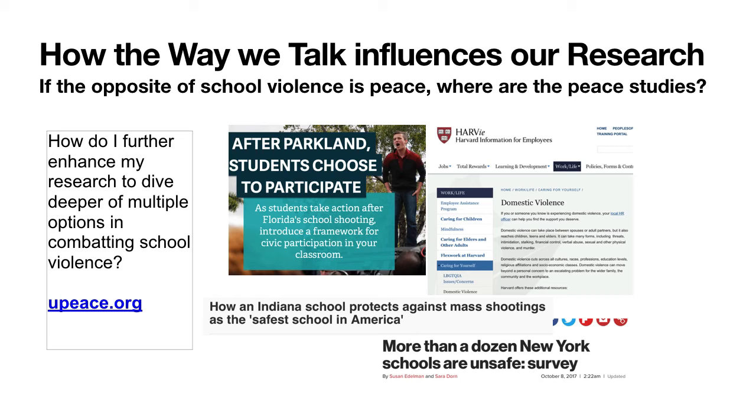One good example is upeace.org. Another place is Facing History. You can Google that and you can find examples like the Parkland one here. Peaceful people have to stand up and start advocating for their rights.